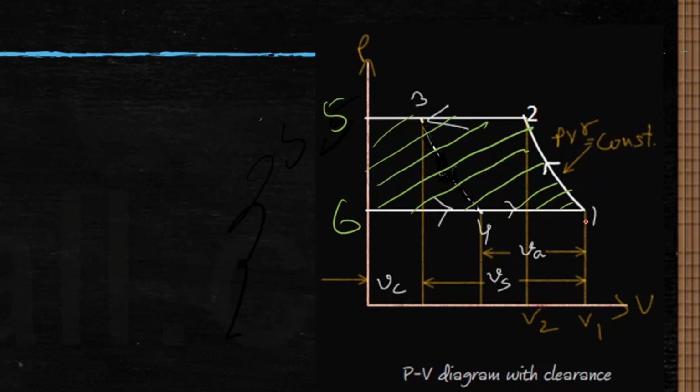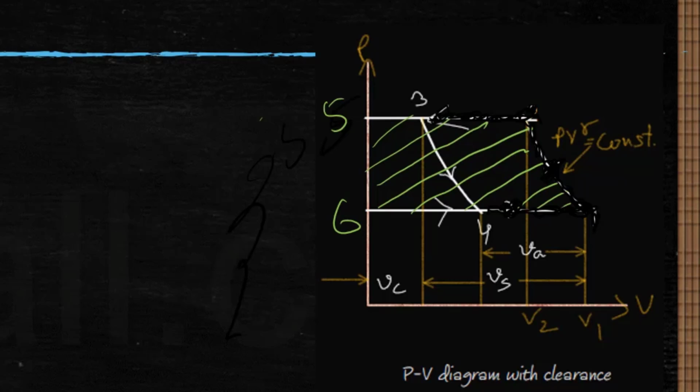So the process 1, 2 is compression, 2, 5 is delivery, 5, 6, 1 is suction. And this time we will consider that suppose these processes are not there. So what will be the process in this case? The process will be 3, 4, 6, 5, or we can say 3, 5, 6, 4.